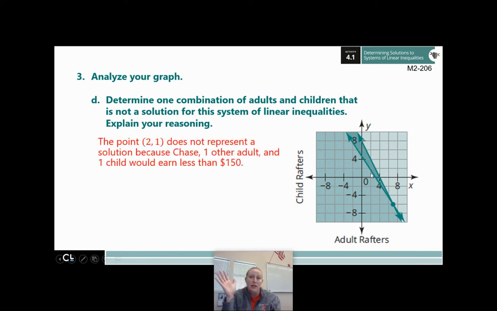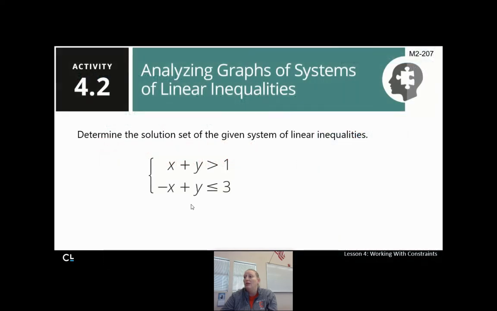First of all, it's outside of my sliver, my overlap, so I know it's not a solution. We said it does not represent a solution because Chase, 1 other adult, and 1 child would earn him less than $150. It doesn't earn him enough money. So it's not a solution. Boo. Let's go on then to activity 4.2.